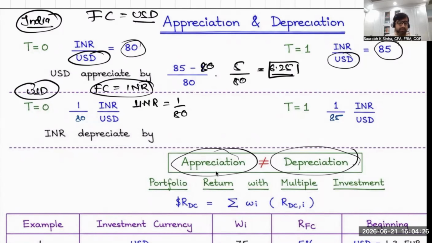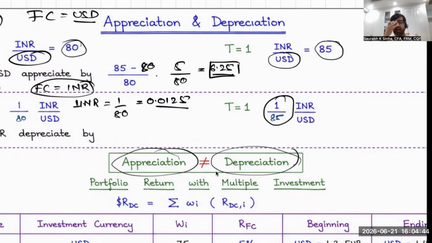Let's write the value. So 1 upon 80 is 0.0125. This is the value of 1 INR. Now 1 INR is 1 upon 85, and this came to 0.0117647, and so on. This is the new value of 1 INR in terms of USD.